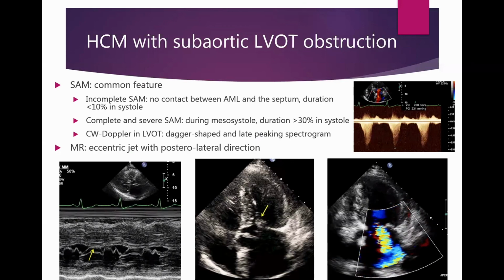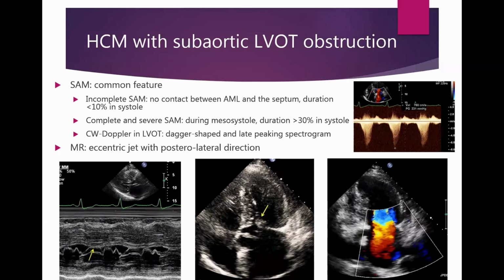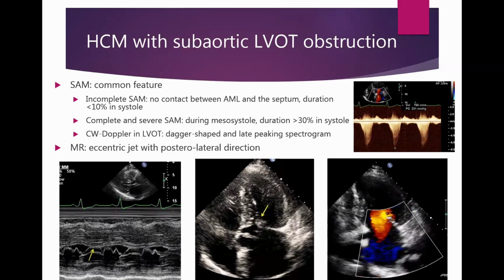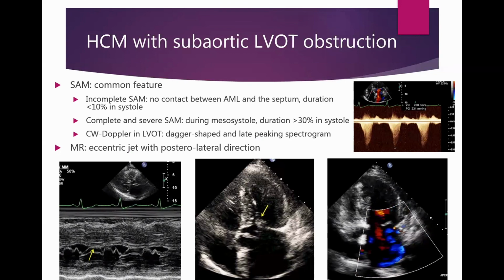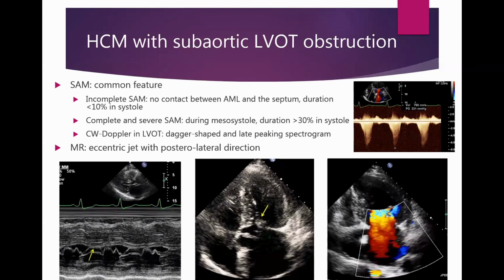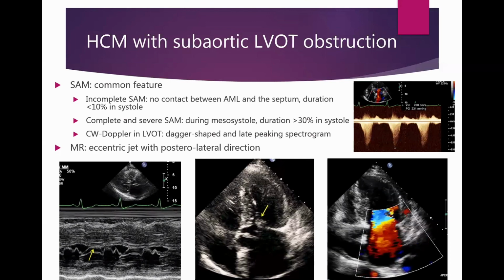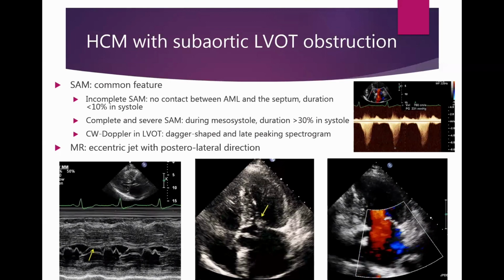By M-mode, we can register systolic anterior motion of the anterior mitral leaflet, which may be complete and severe or incomplete. With CW Doppler, we register LV outflow obstruction, which has a late-peaking spectrogram and the shape of a dagger. Mitral regurgitation develops. The jet is eccentric and has a posterolateral direction.